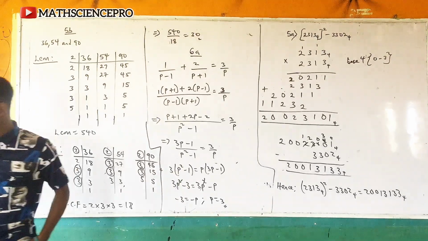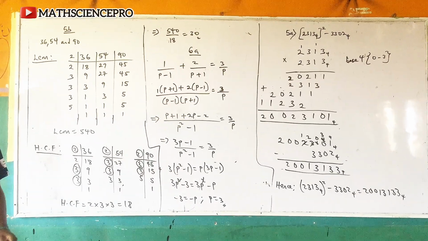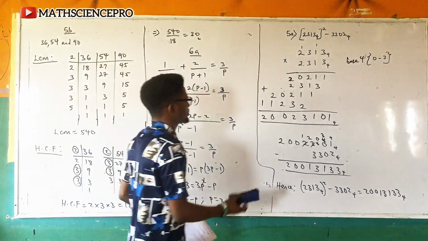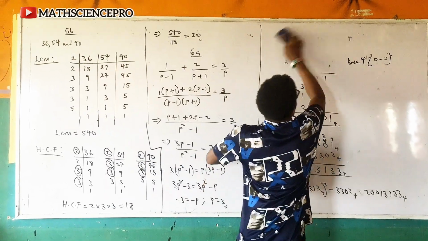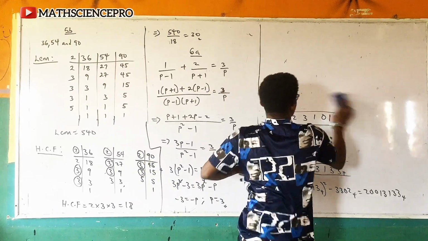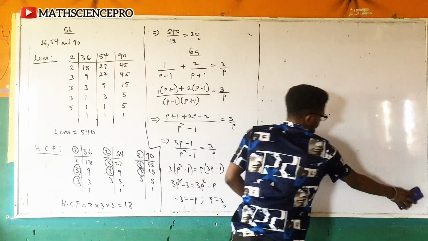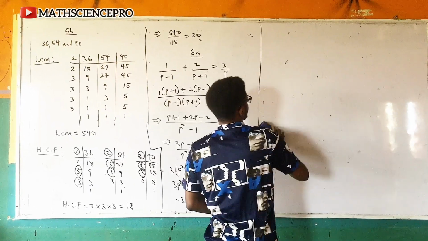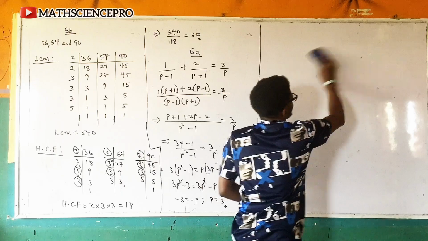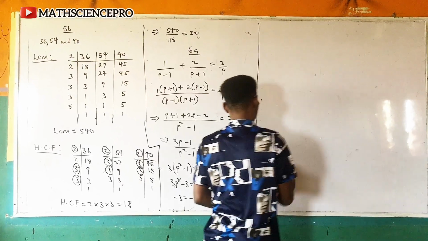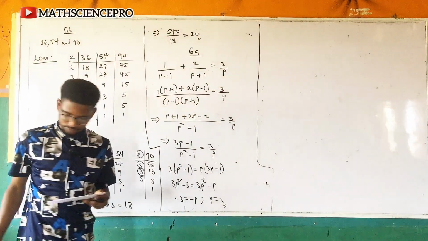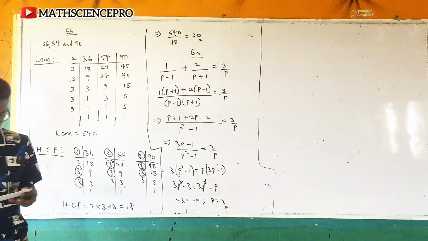All right, so let's continue. Let me take this part out. All right, so 6B quickly.